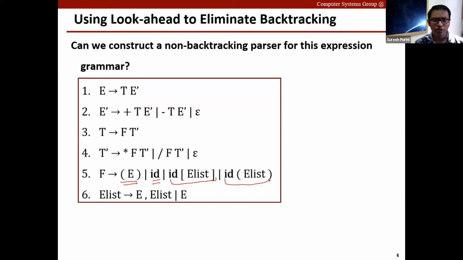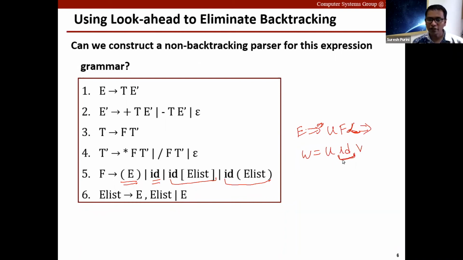So now, for example, starting from E in 0 or more steps, you have something like U F alpha. This is the intermediate form that got generated. So now F is the non-terminal symbol that we would like to expand. And let's say the input is like this: U, ID, V. This is the current input symbol.